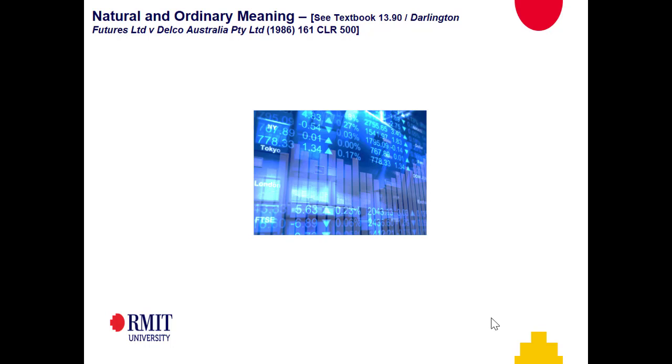Natural and ordinary meaning, that's what we get from Darlington Futures v Delco. So it's a pretty cool case, this one. It comes out of essentially that sort of turbulent time in the stock market in the 80s.